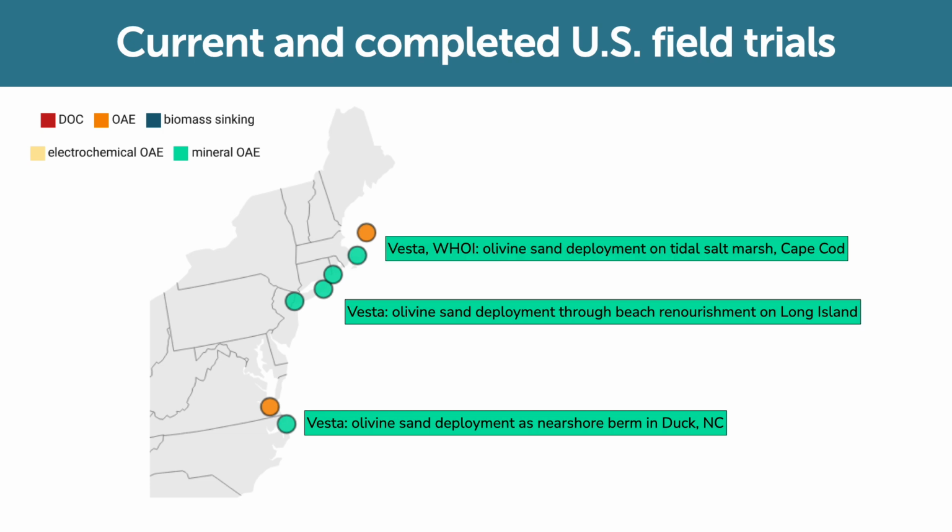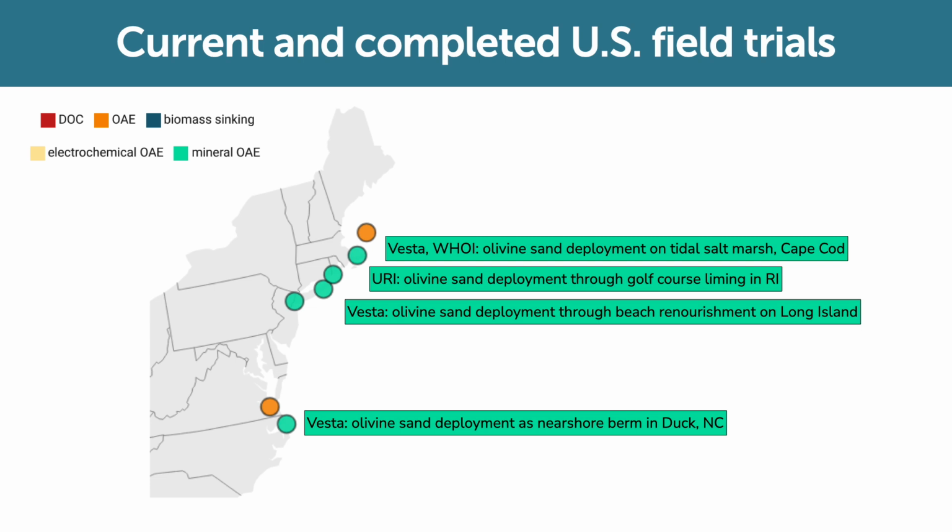A third trial led by Vesta is taking place in partnership with Hui in a salt marsh on the Herring River in Cape Cod. Researchers will treat the marsh with olivine sand, just like the experiments in Long Island and Duck, North Carolina, and then collect data to assess the safety, efficacy, co-benefits, and the potential for large-scale implementation of enhanced weathering in tidal wetlands as opposed to beach environments.